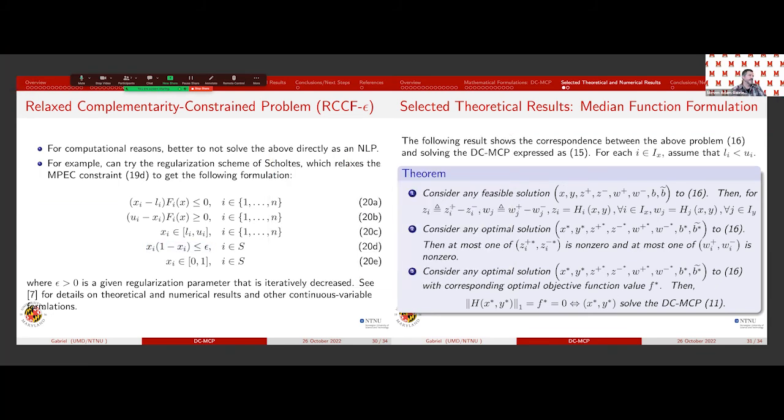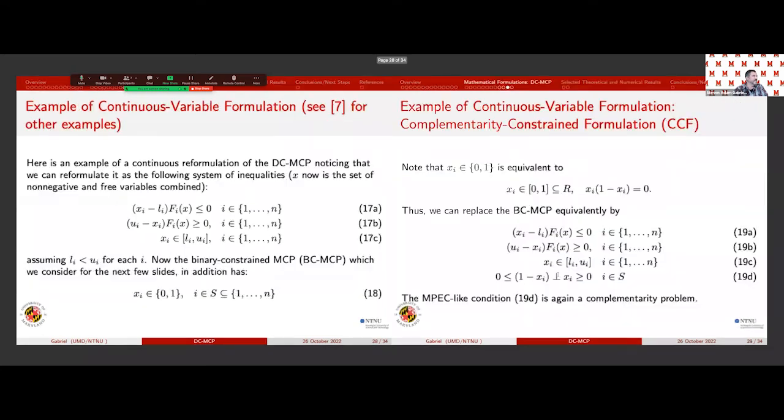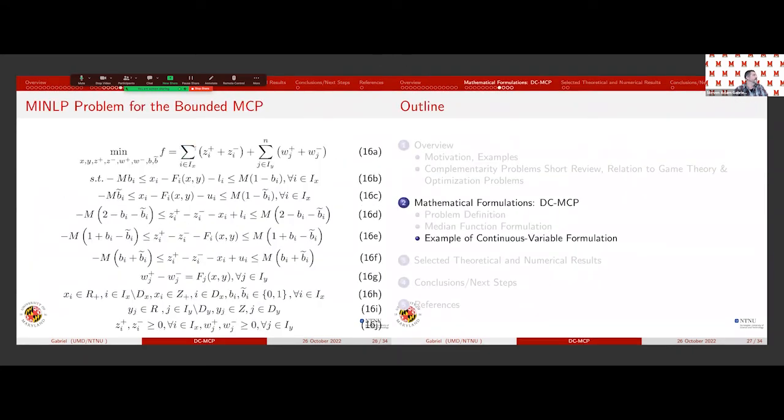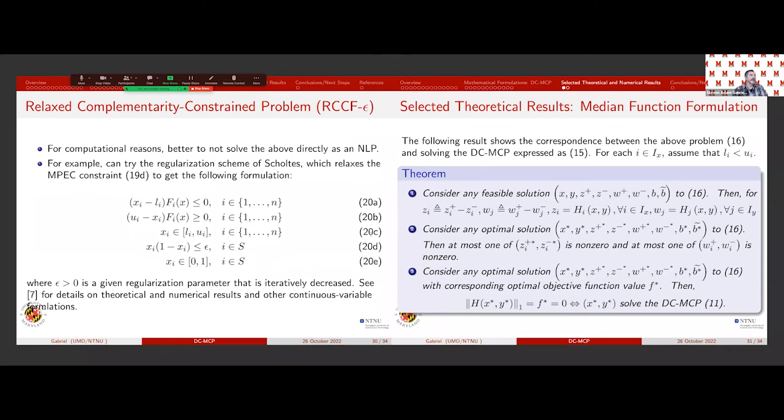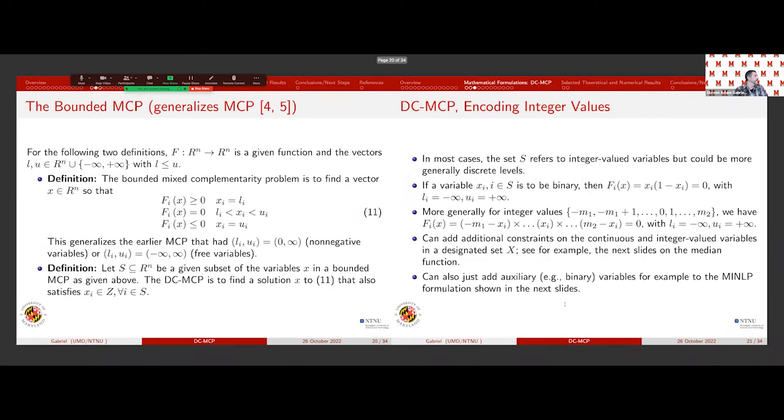So the first result, now going back to the binary constrained problem, says in words that if you can solve this problem, whose objective function, as you might recall, was the L1 norm of the H function, and it has a value of 0, then it's exactly solving the DC-MCP conditions that we wanted. Basically, you want to solve these conditions and have a subset of the variables be integer.